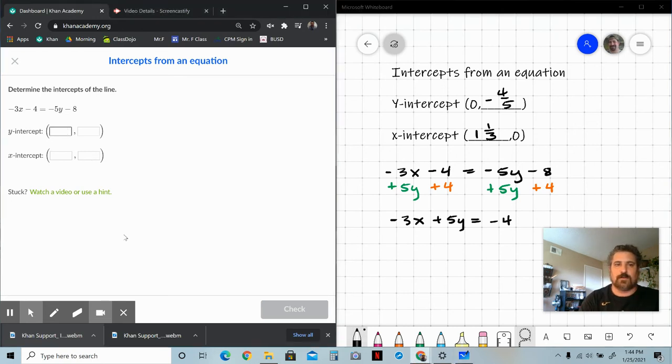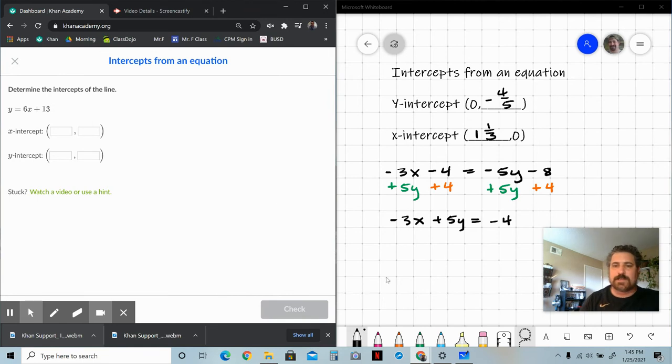So for the y-intercept, you're looking at 0 and negative. You could do 0.8 or 4/5. So I'm going to do 0.8. And then for the x-intercept, you're looking at 1 1/3, which is basically, I'm going to do 1 space 1/3, and then 0. And so that is our correct answer. Okay, let's do the next one.